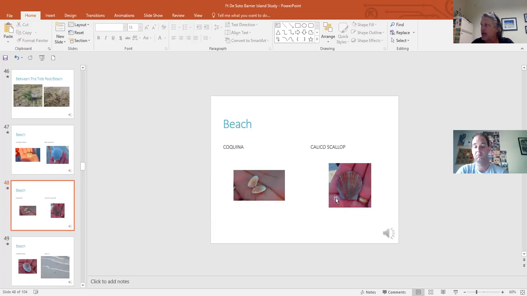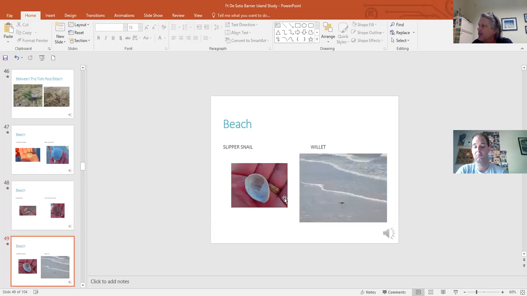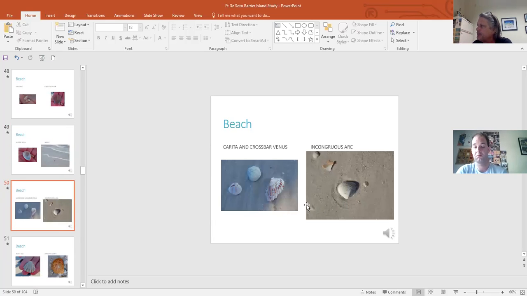Coquina, calico scallops, they're a lot smaller. They're more of an offshore, but there's tons of them all over the beach. Real pretty, different colors. This is a slipper snail, and you can see it has this partition in there. We get a lot of sandpipers. We got willets and sanderlings and dunlins, and they run around like little sewing machines, going boop, boop, boop, looking for coquina and things like that along the beach.